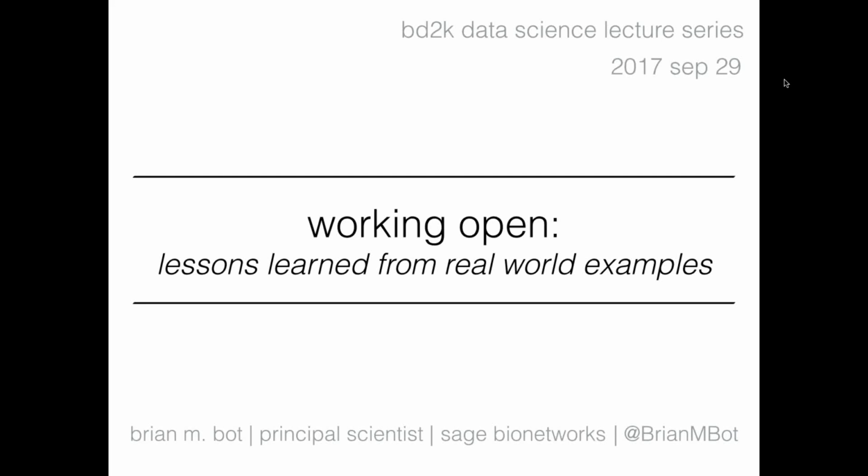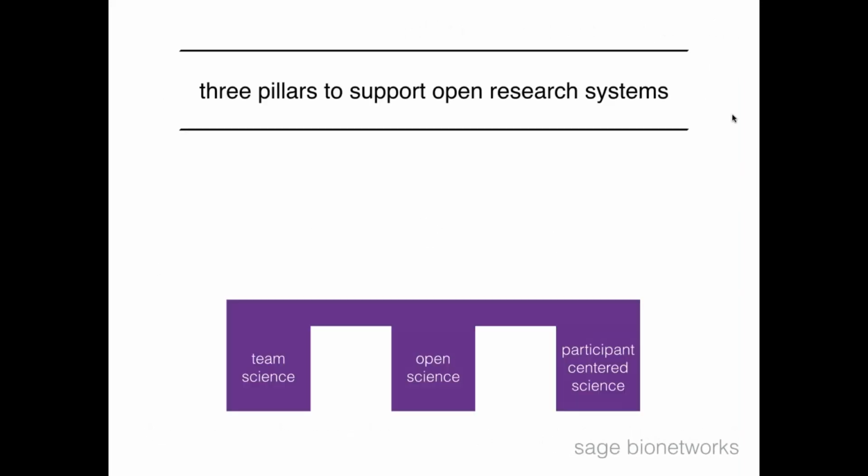I'll dive right in here with a little bit of background for those of you who may not be familiar with Sage Bionetworks. We're a nonprofit research organization in Seattle, Washington, and we have three main areas in which we conduct our work. One of those areas is team science. So we play a convening role where we step in and work with groups that are working across institutional boundaries and trying to solve really difficult questions in biomedical research.